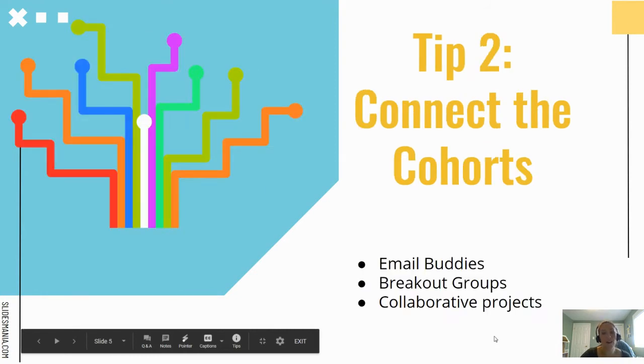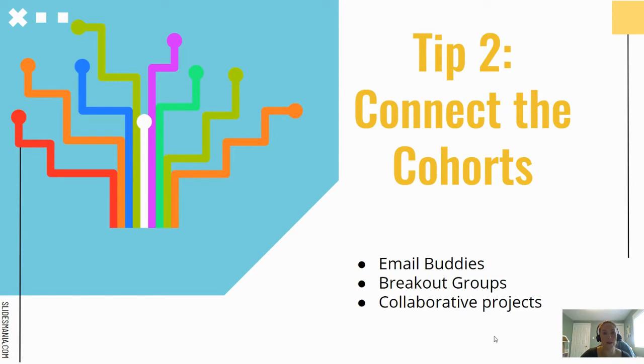Another thing we want to think about is, can we connect the cohorts? We have cohort A and cohort B, one that's learning in class and one that's learning at home. But we know that learning is a social activity and that socialization is something that our students are missing. So a couple quick ways to connect them.